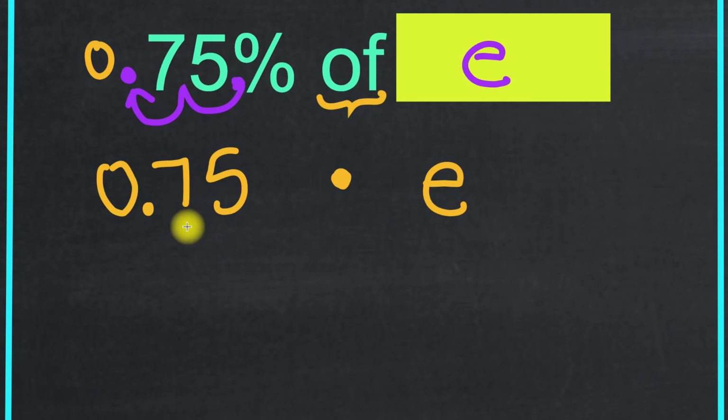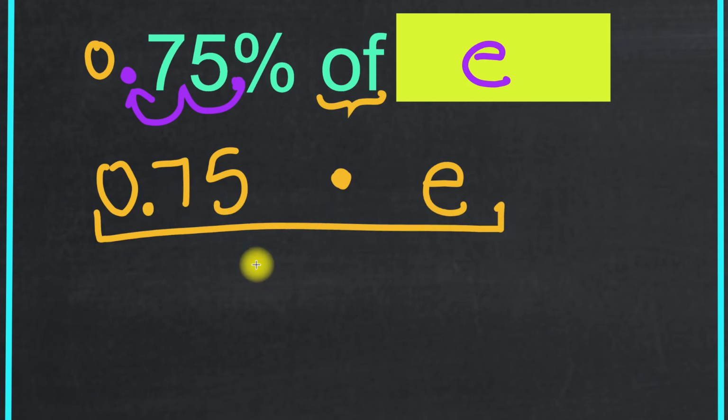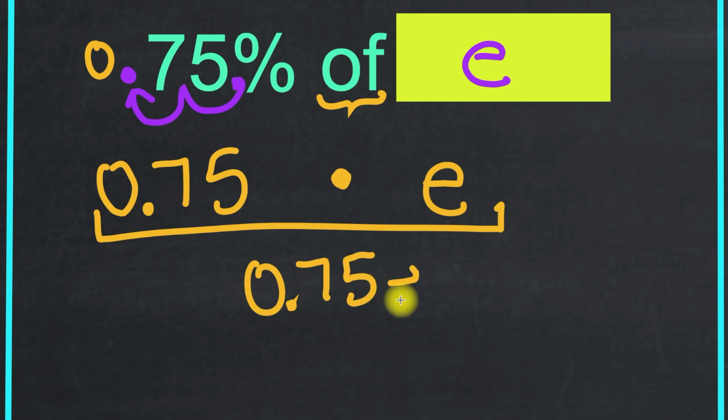And so now we'll rewrite this with this is the coefficient, and this is our variable. So our final answer is 0.75e, or 75% of e.